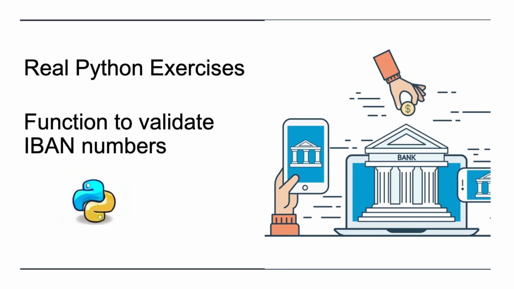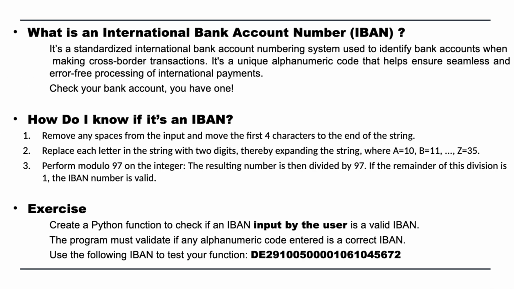Hi everyone, today I've got a fun exercise for you. We will write a Python function that validates an IBAN. An IBAN is an international bank account number used to process cross-border transactions. And today, we're going to check if it's valid by following a specific set of steps. Here's what you need to do.